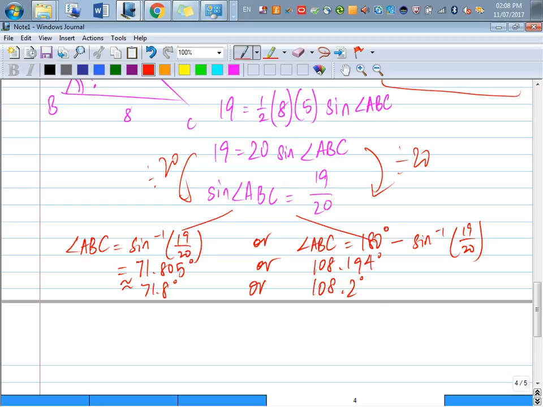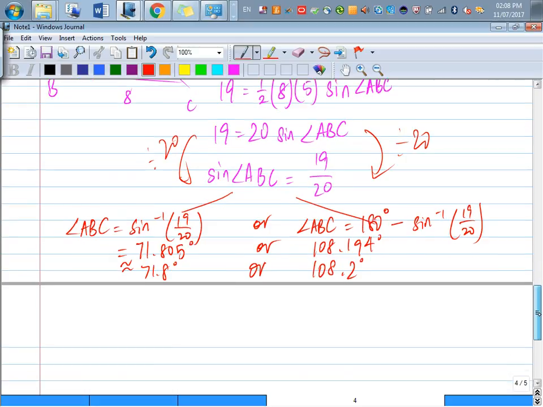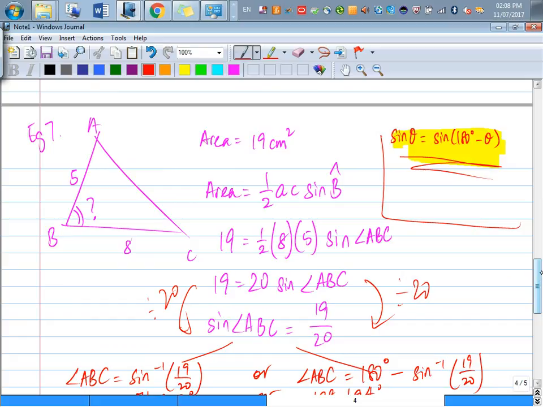Then, how can it be that a triangle has two possible angles for angle ABC? And then the side is 5 units, the other side is 8 units. Shouldn't we be able, if I ask you to draw a triangle with side 5, the other side 8, and then I give the area to be 19 square centimeters, shouldn't you be able to draw only one triangle? But in this case, you get two possible triangles. At the bottom of the example, you see both of them.